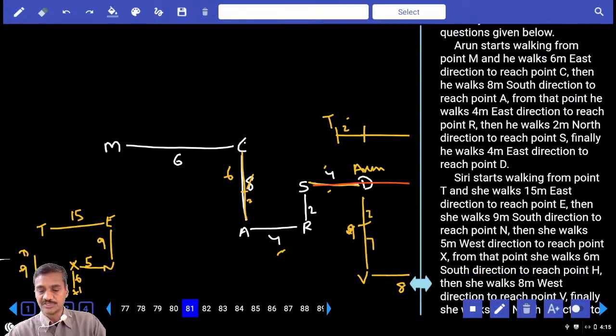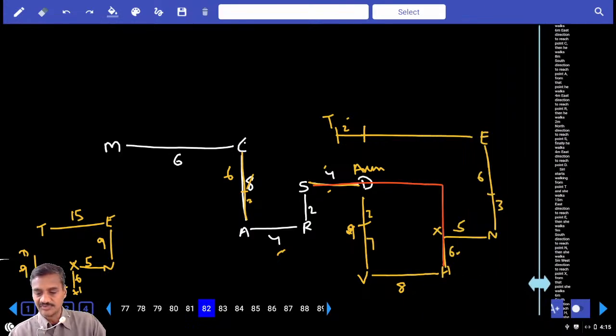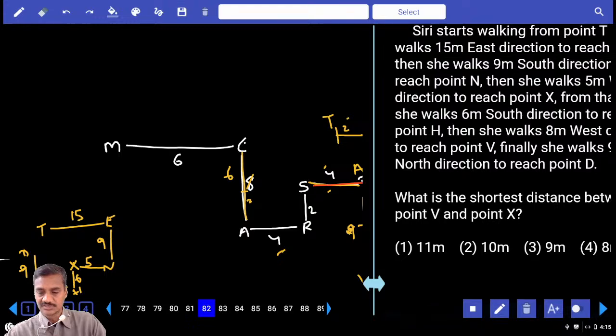Then coming to 82, what is the shortest distance between V and X? Now we need to find the shortest distance between V and X. 8 square plus 6 square is 10 meters, and 10 meters is the shortest distance. That is choice 2, question number 82.